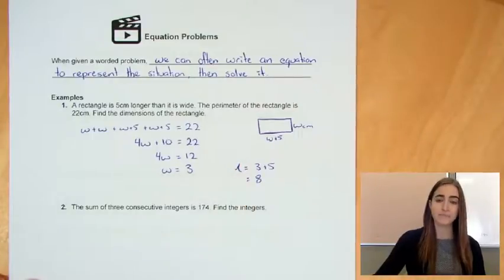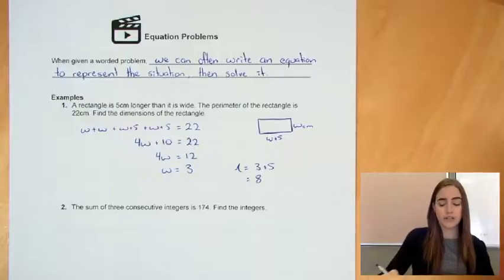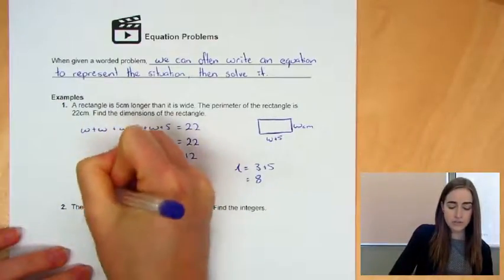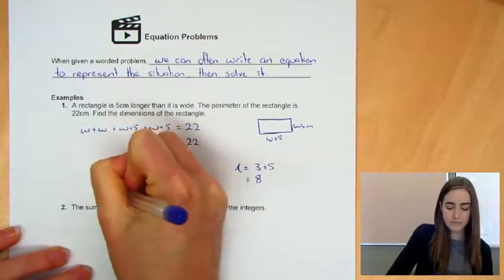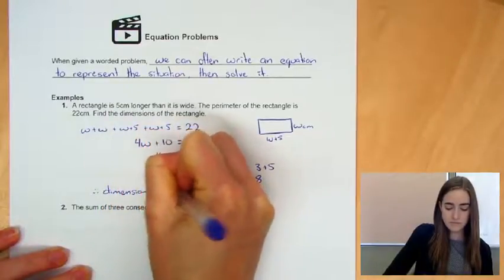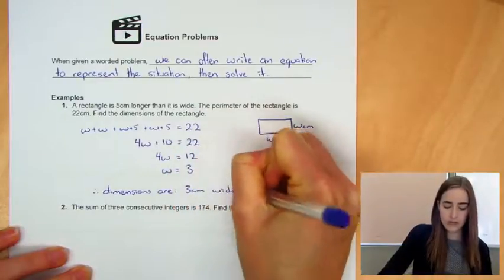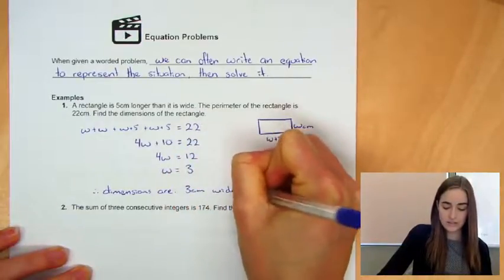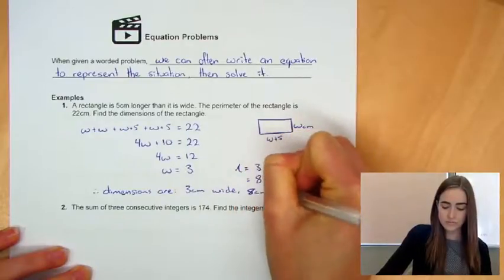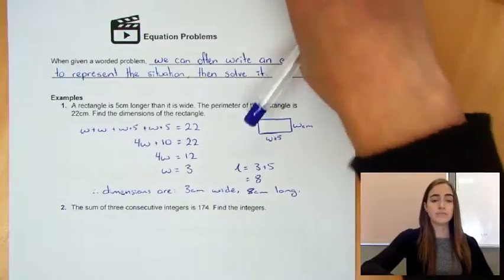Now the last thing is, because it was a worded question, we're going to give it as a worded answer. So therefore, dimensions are 3 centimeters wide, 8 centimeters long. All right, let's have a look at our next question.